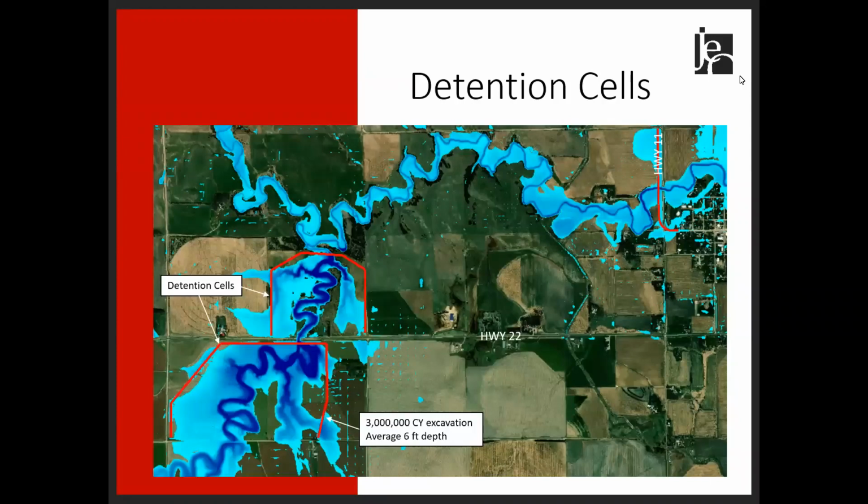The next option is detention cells. These are located on the south branch of Mira Creek, approximately several miles from town. These are large detention cells that are approximately 300 acres in size and would equate to over 3 million cubic yards of excavation, which is approximately 6 feet in depth over this area.